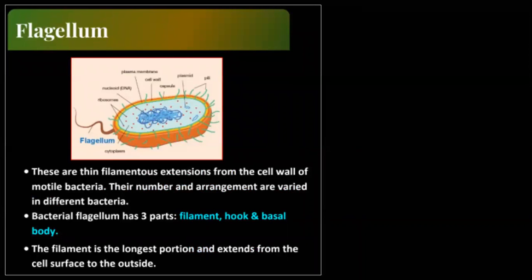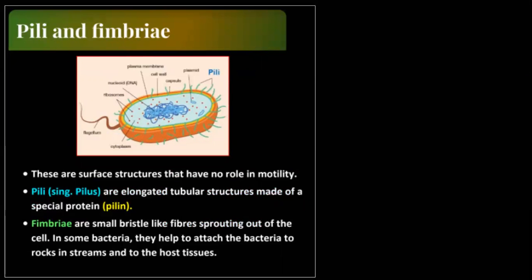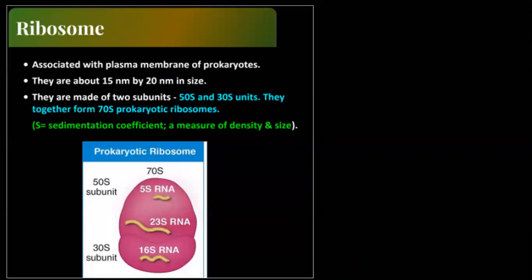Flagellum. This is a flagella or flagellum. It is composed of three parts: a filament, hook, and basal body. The protein constituting the flagella is flagellin protein, and its function is locomotion. Pili and fimbriae. Pili act as a sex attractant, and fimbriae have a special protein for anchorage to the substratum. That's the function of fimbriae, to attach to the host tissues.